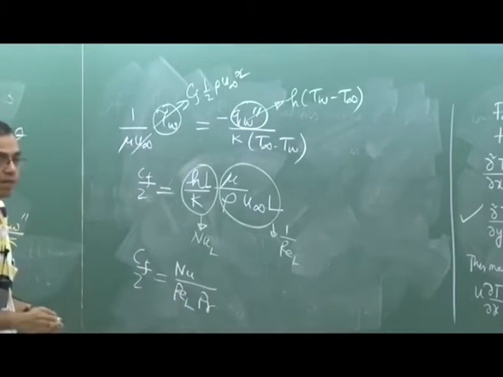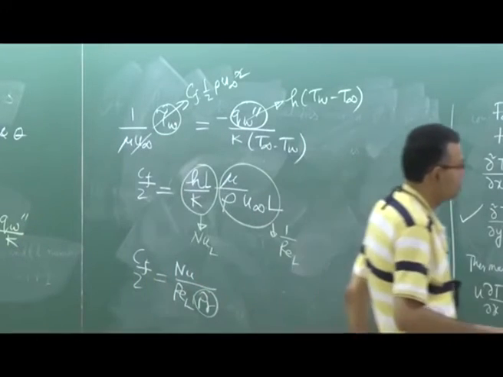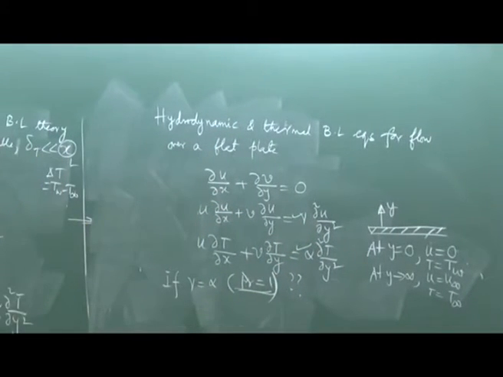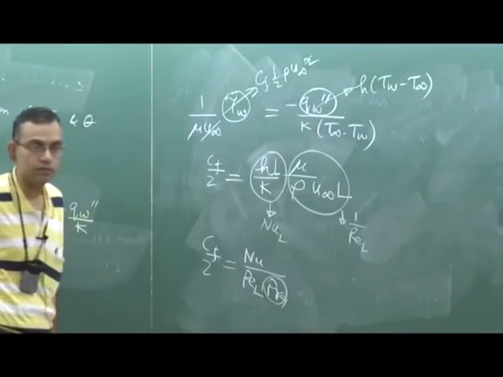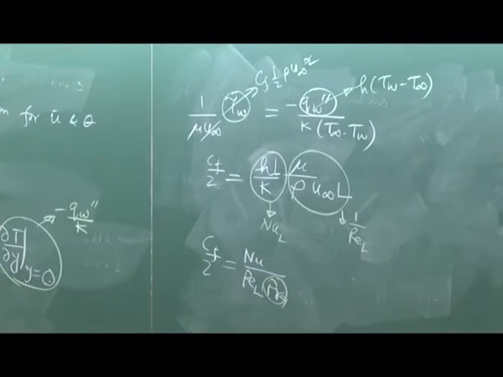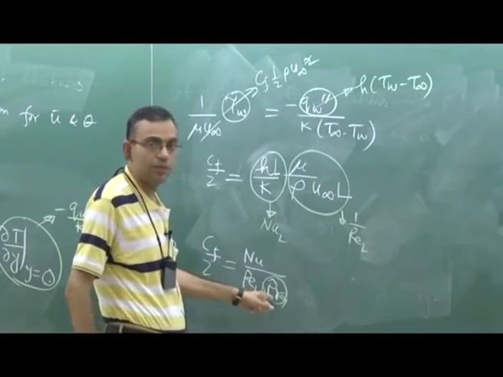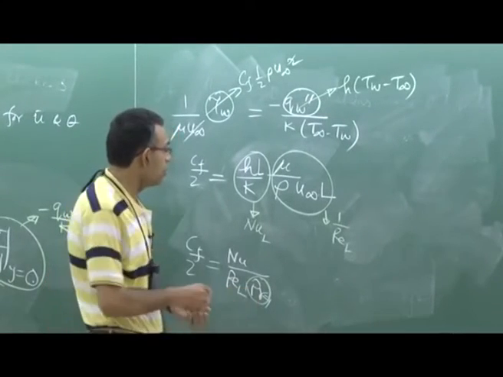Why? Because we assume Prandtl number equal to 1, then only these two equations are the same, nu and alpha are the same, or Prandtl number equal to 1. So this is actually equal to 1. Why we are doing this is because Nusselt number by Reynolds number into Prandtl number has a very interesting physical interpretation. What is that?